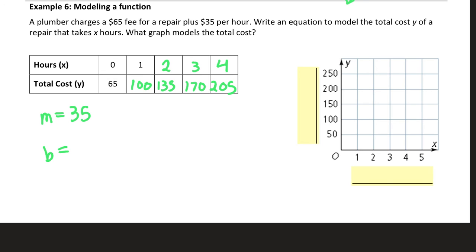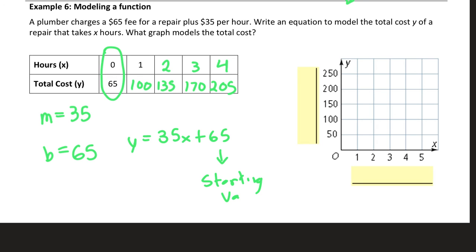Okay? He charges a $65 fee. This point with an x value of 0 is always the y-intercept. Sometimes I call that a starting point. It starts with $65. So my equation is y equals 35x plus 65. Sometimes I call this a starting value. Okay? So to graph this, pretty easy.